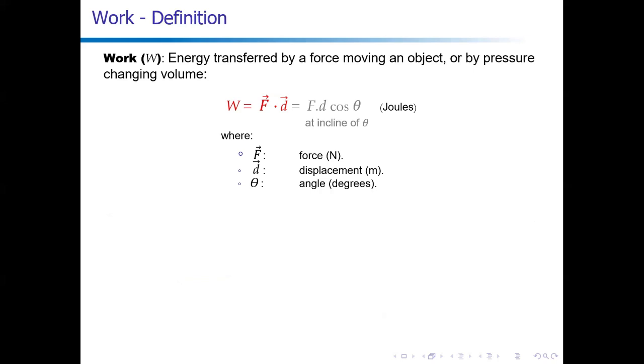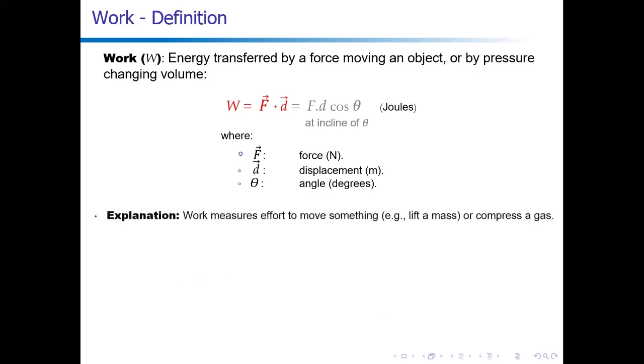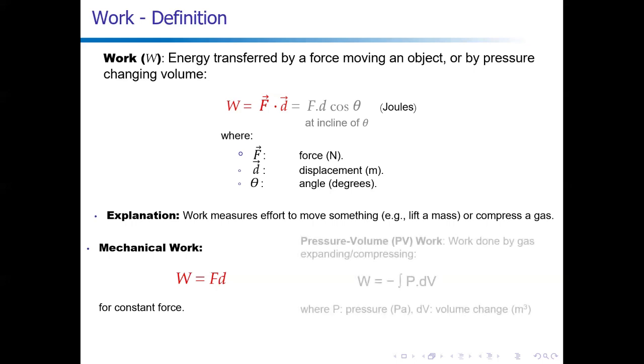So in practical terms, work is a measure of effort. How much energy is used to lift something, push something, or compress something? If the force is constant and in the same direction as motion, the formula simplifies to just work equals force times distance. This is the most common case when pushing or pulling on something across a surface. In chemical engineering thermodynamics, we also care about the pressure-volume work. That is the work done when a gas expands or compresses, and is given by the equation here.